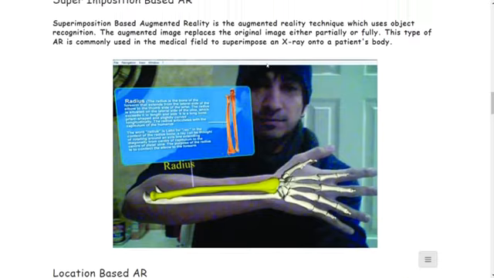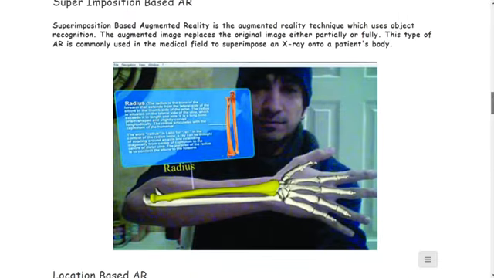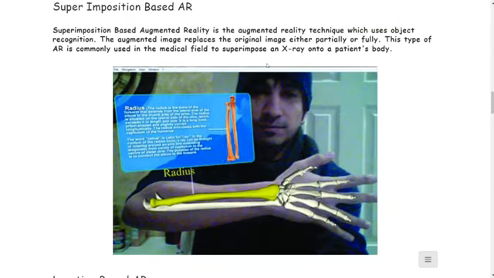Now let's get into the concept of superimposition based AR. Superimposition based augmented reality is basically a technique that uses object recognition. In this diagram you can see there is a person's hand, and on top of that hand, what this app is doing is displaying a skeleton of the hand on top of the person's hand. So that is what superimposition based AR is.